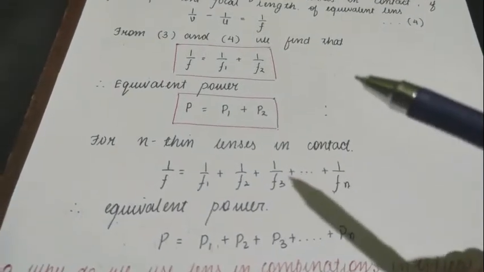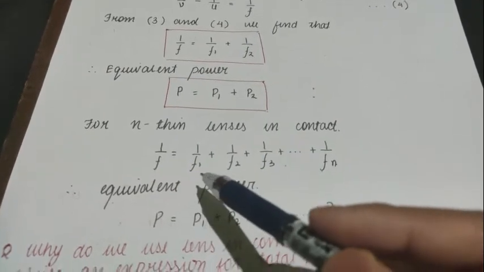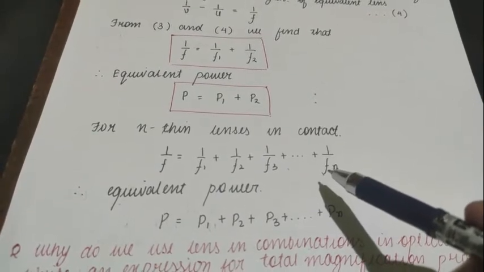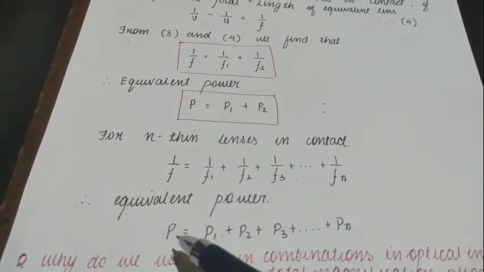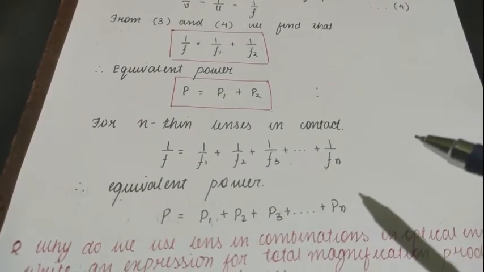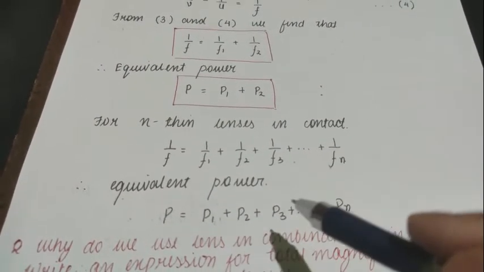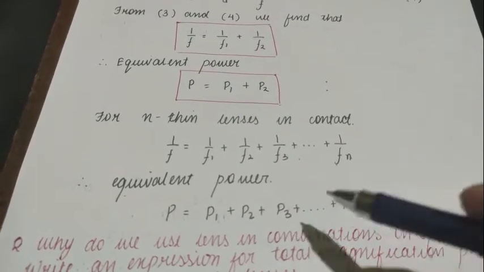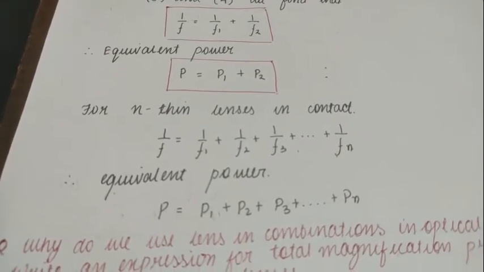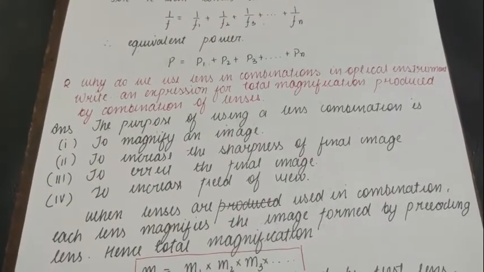Now if we have n number of lenses, in that case you'll write 1/f equals 1/f1 plus 1/f2 plus 1/f3 and so on till 1/fn. Similarly, for power, you can write P equals P1 plus P2 plus P3 and so on till Pn. Clear? Where P1 is the power of your first lens, P2 is the power of your second lens, P3 is the power of your third lens and so on. Is it clear? If you have any confusion, you can ask. Fine. Now coming to our next question.